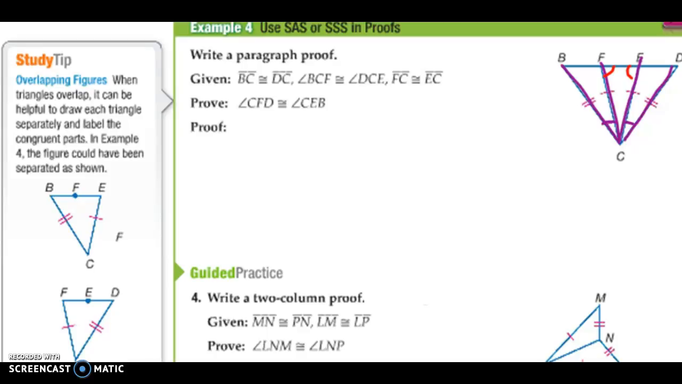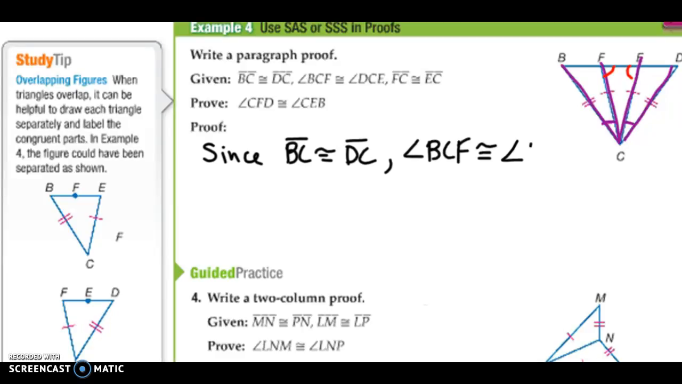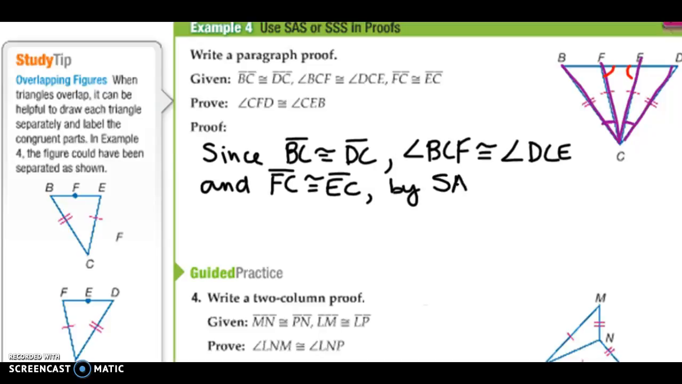Alright, so first, our proof would say that since BC is congruent to DC, angle BCF is congruent to angle DCE, and FC is congruent to EC by side angle side, triangle BCF is congruent to triangle DCE. Okay? So that helps us out. Now we know that those triangles are congruent.